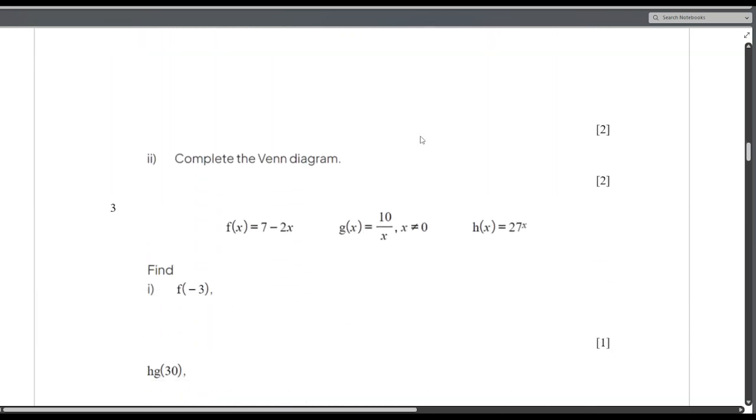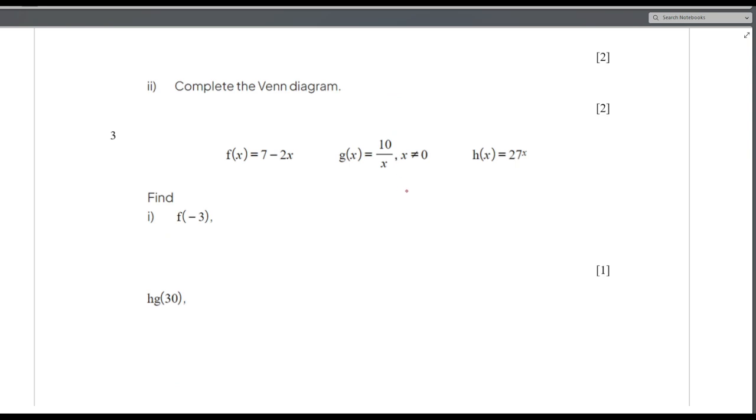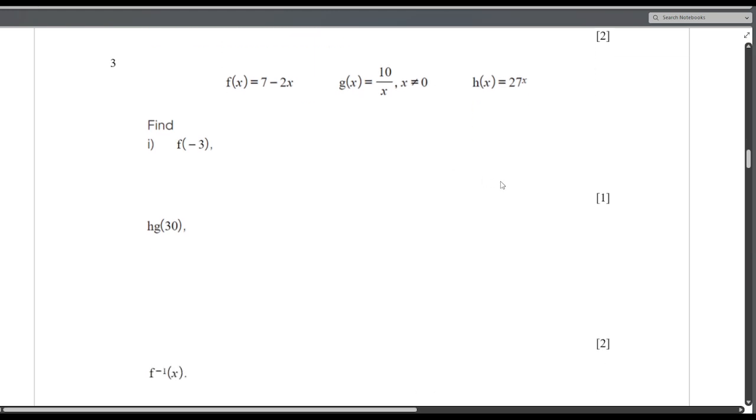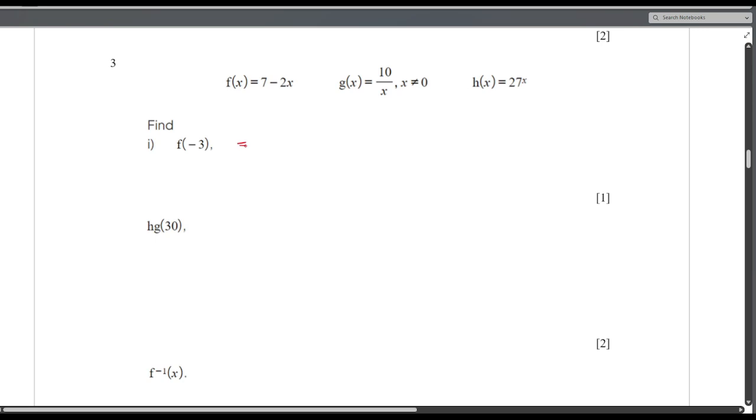Next problem, question number 3. f(x) is given as 7 minus 2x, g(x) is given as 10 upon x, h(x) is given as 27 power x. Now first I have to calculate f of minus 3. So f of minus 3 will be 7 minus 2 times minus 3. Okay, f(x) is 7 minus 2x, so for f of minus 3, I am replacing x with minus 3. So here it will be 7 plus 6, which is equal to 13.